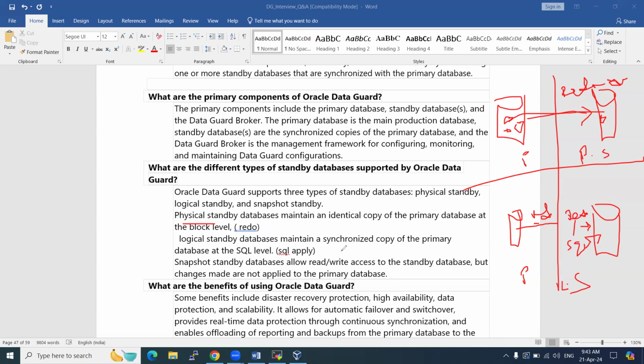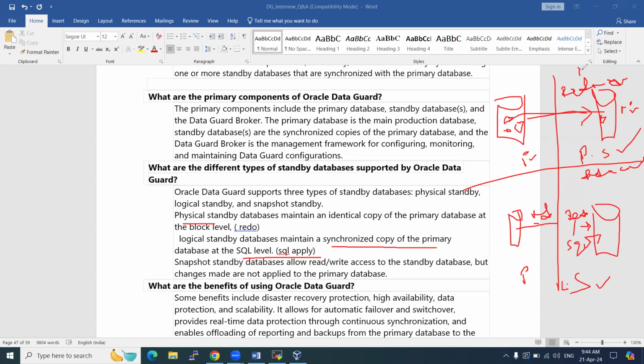So the logical standby database maintains a synchronized copy of your primary database at the SQL level, SQL apply. It is not redo apply. Both can be opened in read-only mode only. We cannot make these two read-write. But physical standby is similar to your primary database, architecture-wise, block-wise, copying the data wise. In the case of logical standby, it is not similar to your primary, but it syncs your redos, converts them to SQL, and applies the SQLs.